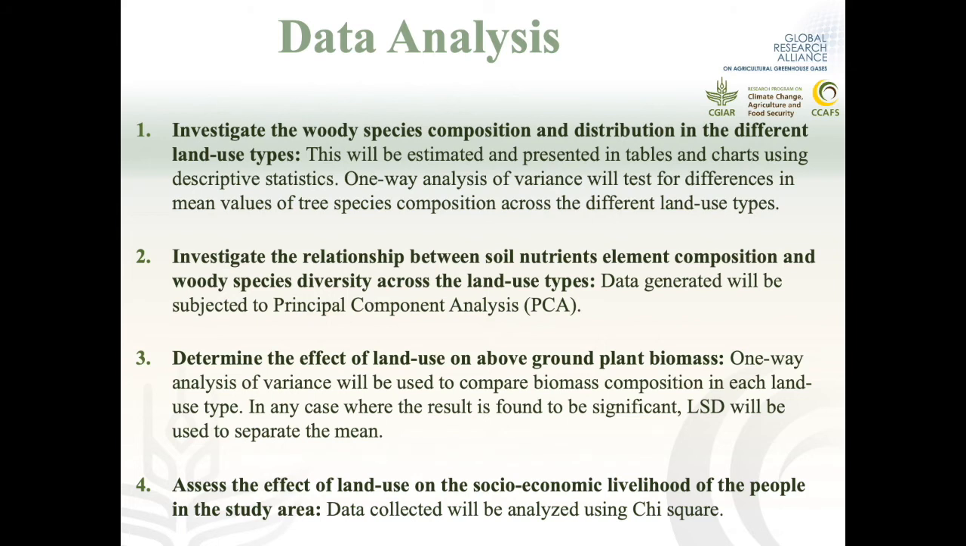Objective 3, indirect biomass allometric equation model developed by Chave et al. will be used to estimate tree biomass, and then one-way analysis of variance would also be used here, and then least square will be applicable where needed. Chi-square will be used to run the analysis in the case of objective 4.